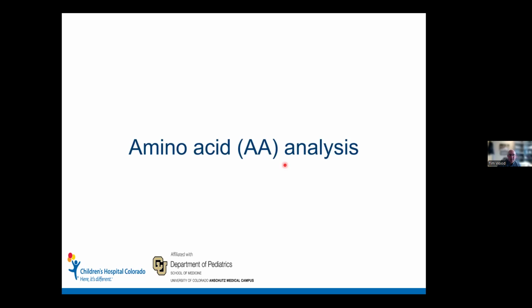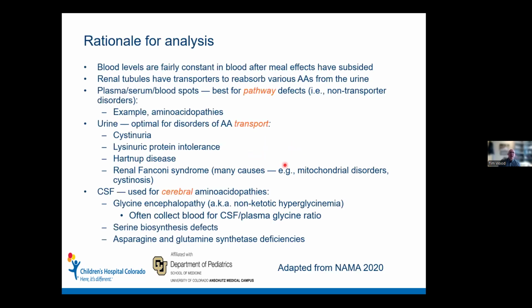So for amino acid analysis, the rationale is that I got this from the NAMA slide, which is a wonderful course if you get a chance to do it. Mainly, the sample type we're going to use is plasma or serum, less and less blood spot. These are really good for pathway defects, non-transporters, PKU, tyrosinemia. This is going to be our go-to sample type. For certain disorders, and I've listed some of them here, urine is actually optimal, and these are going to be the disorders of amino acid transport.